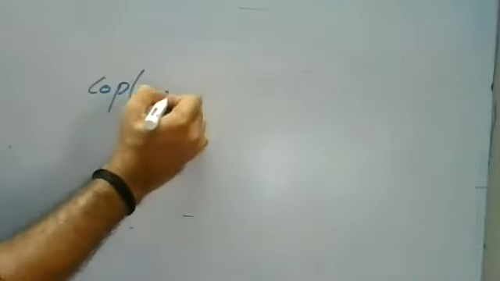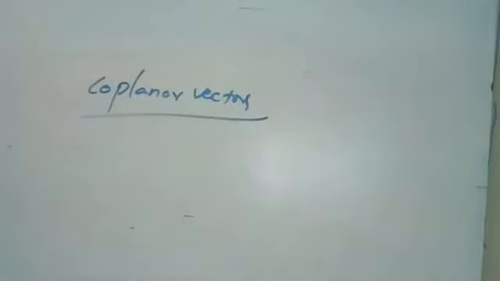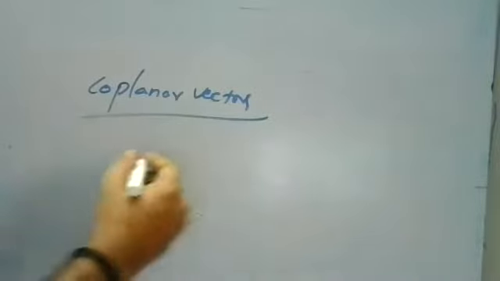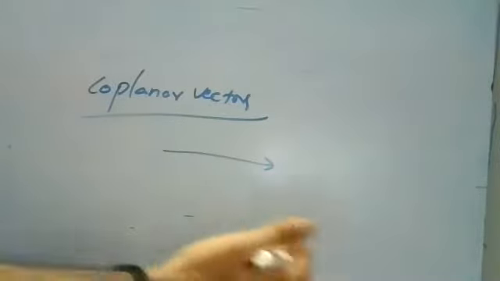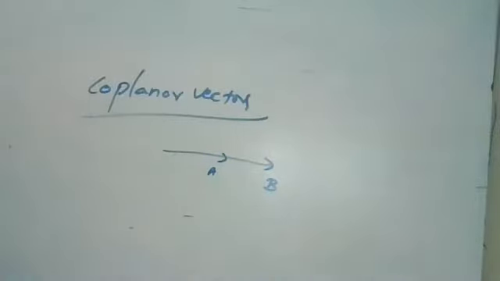Next one, coplanar vectors. These are acting in the same plane. For example, there is a plane, say the x-axis plane, and both vectors are traveling in the same plane. These are your coplanar vectors. Collinear was different: parallel lines, same or uneven. This is the same plane.